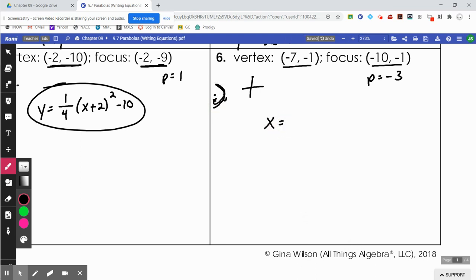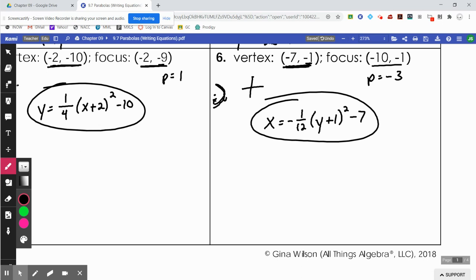So now that we know that it's a horizontal parabola and p is -3, I know I have an x equals equation. X is equal to 1 over 4p. That's going to be 1 over 4 times -3, which would be -1/12. Then you have y. Let's look at our y value. To move it down 1, we're going to do the opposite inside parentheses. And then to move it left 7, we're going to do exactly what it says, the -7, and there's your parabola.